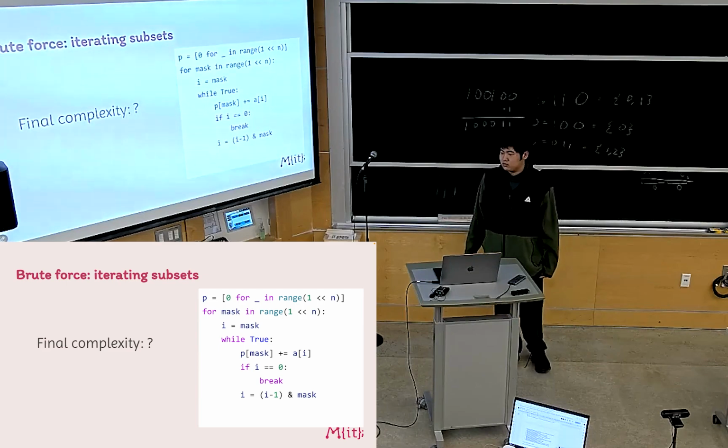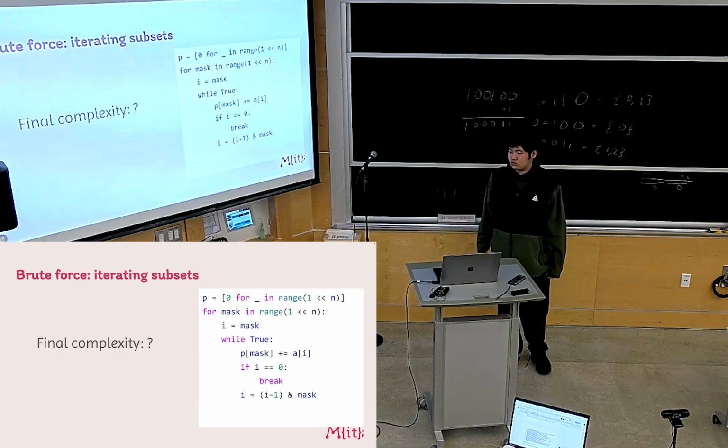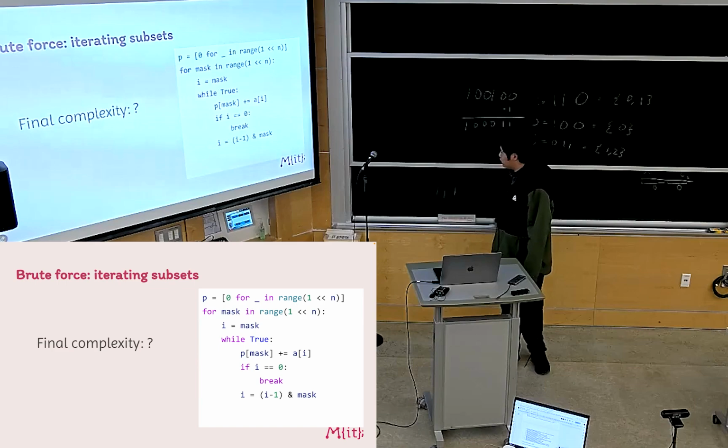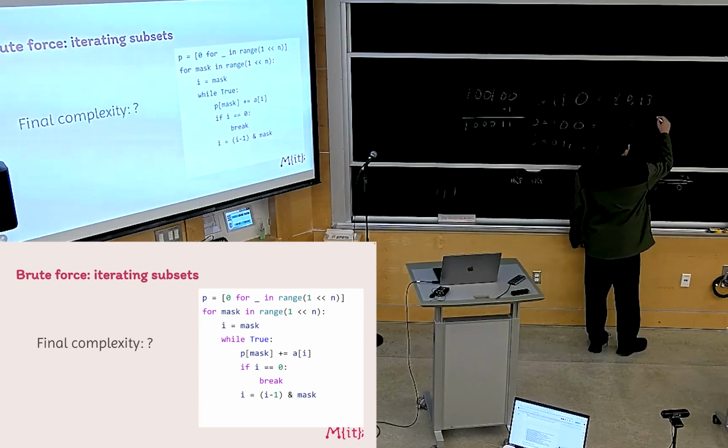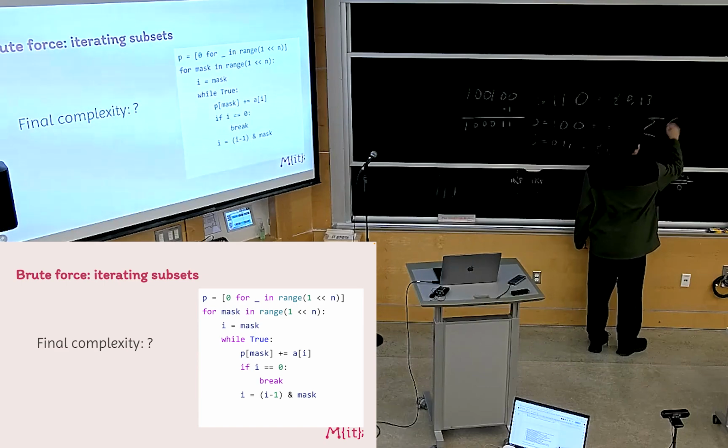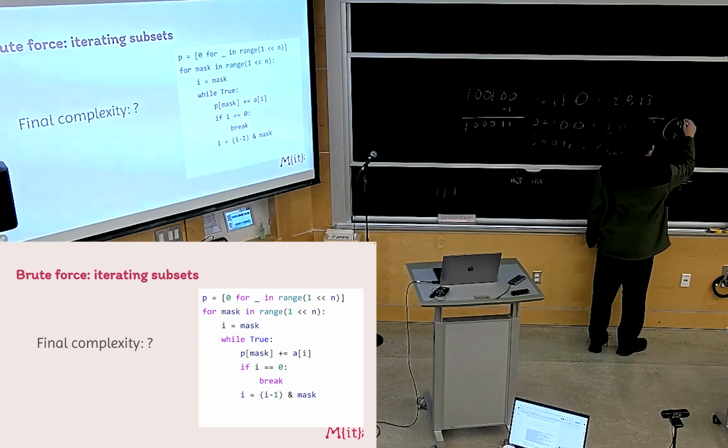Why so? Because if we say that mask has I 1s, then the number of things we need to iterate is going to be 2 to the I, and the number of such masks is going to be n choose I. And when we sum this from I equals 0 to n by the binomial theorem, it's just going to be 2 plus 1 to the n, so 3 to the n. Yes, this is correct.